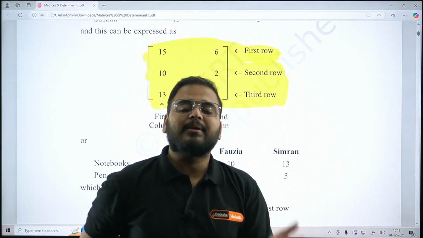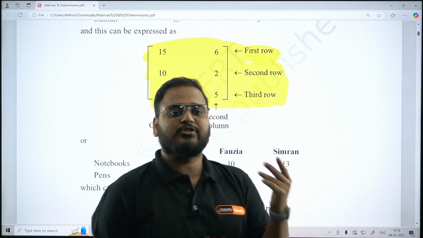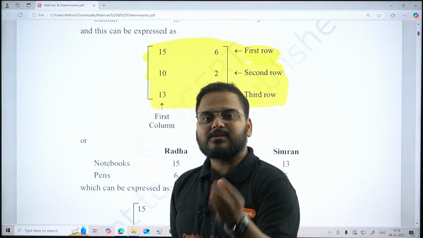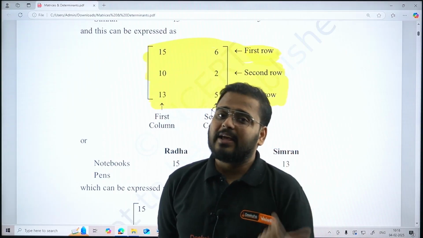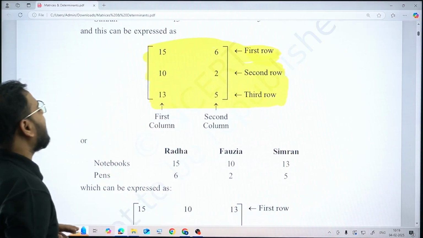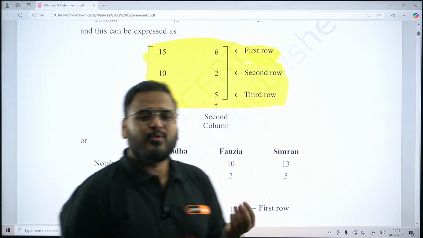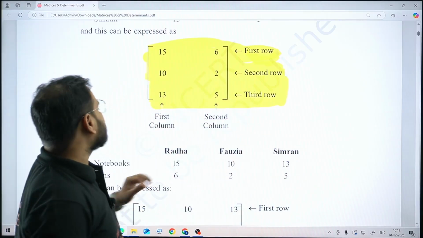Because sometimes in the exams or in the questions, they mention: solve with the help of the first row, solve with the help of the second row. Then what are you going to do? You have to take that into account. So we have first row, second row, third row, and first column, second column. I know all of you know this already, but still go through this.